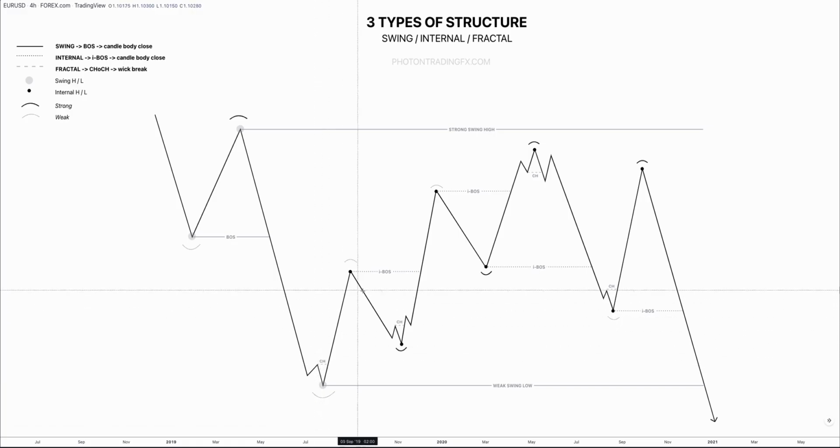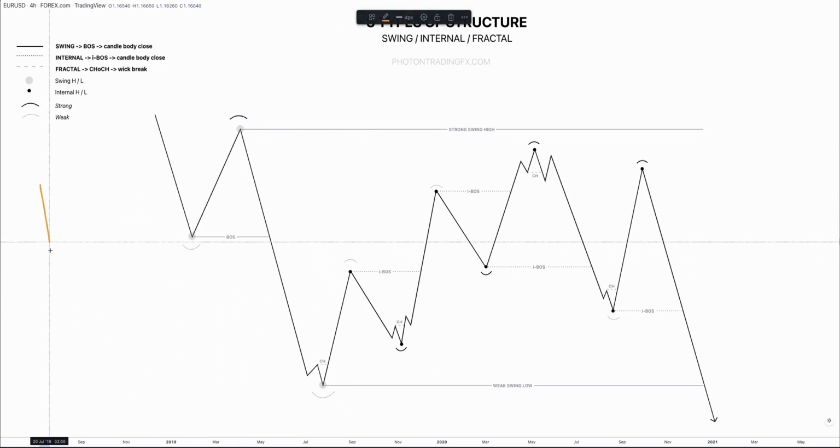And what that means, what internal structure is essentially, it's when you get a pullback or a movement in price that's larger than fractal structure. So I'm not just looking at the candles, when you can see multiple movements like this, but it's not quite big enough for us to deem it to be swing structure just yet, okay?